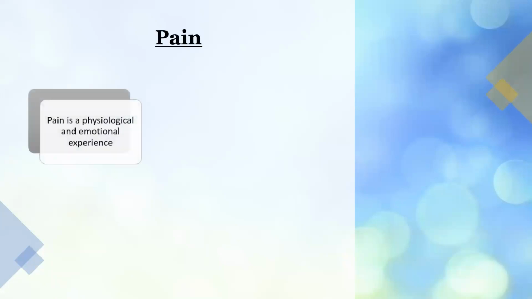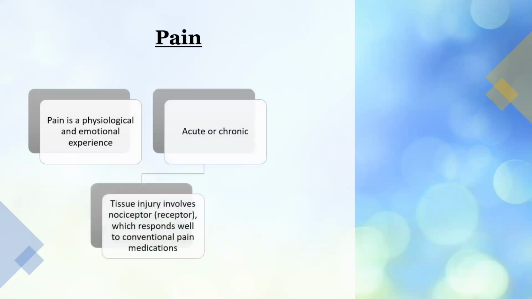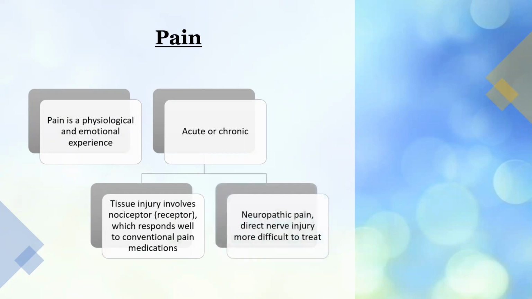Pain is actually a physiological and emotional experience. It can be acute or chronic. If it's acute, then the tissue injury involves the nociceptor, that is the receptor, which responds well to conventional pain medications. And it can be neuropathic pain, which is a chronic pain, a direct nerve injury and more difficult to treat.